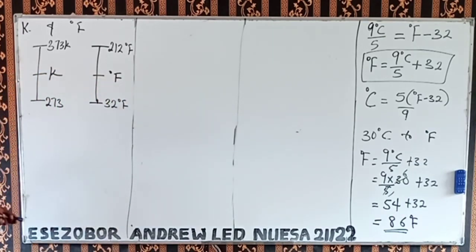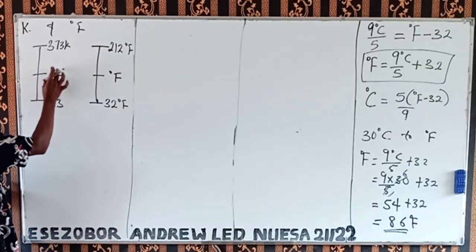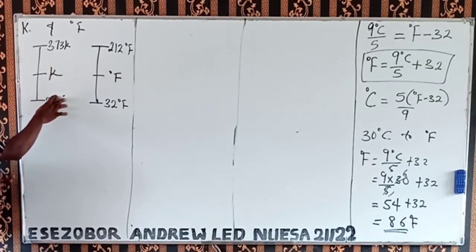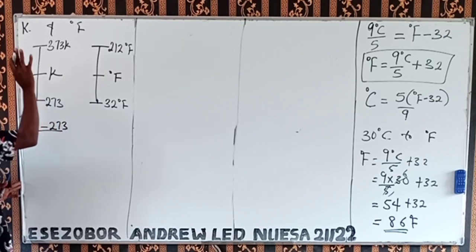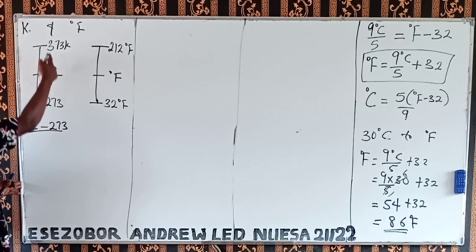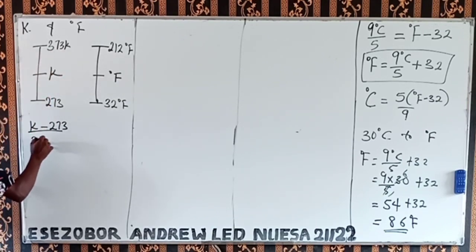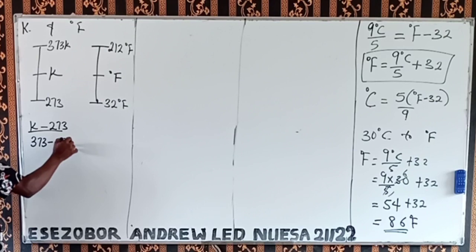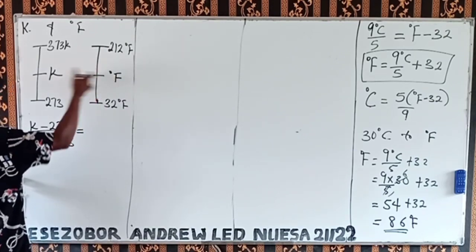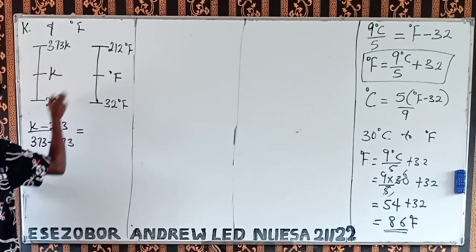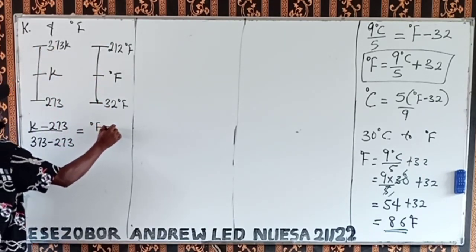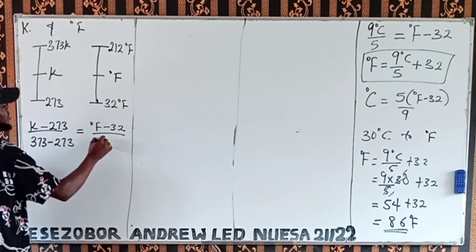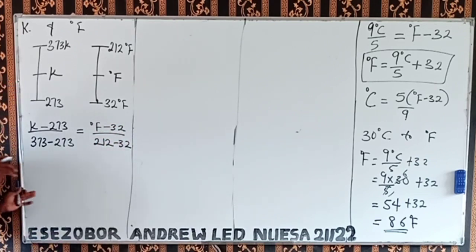The next thing, using interpolation, I told you to pick the unknown first. So unknown minus lower fixed point: K minus the lower fixed point 273, divided by the other one, 373, minus the lower fixed point, is equal to the same thing here. The unknown, degree F minus 32, all over 212 minus 32. That is all.